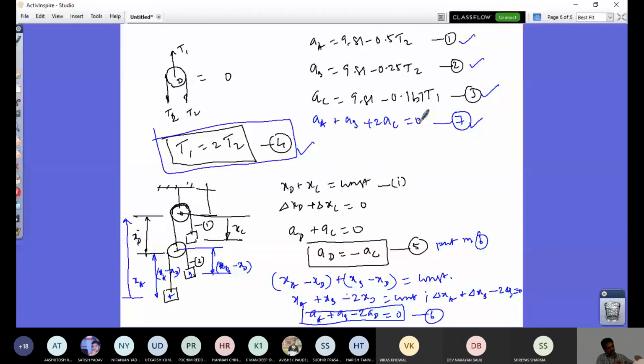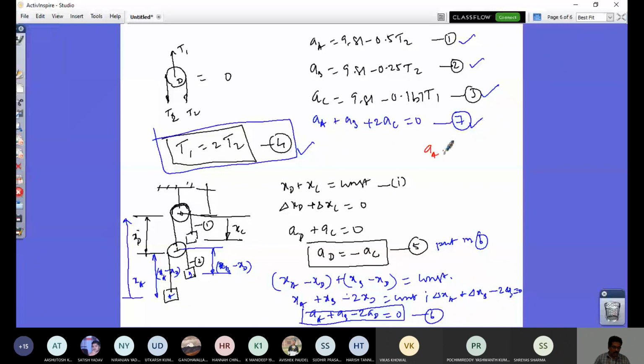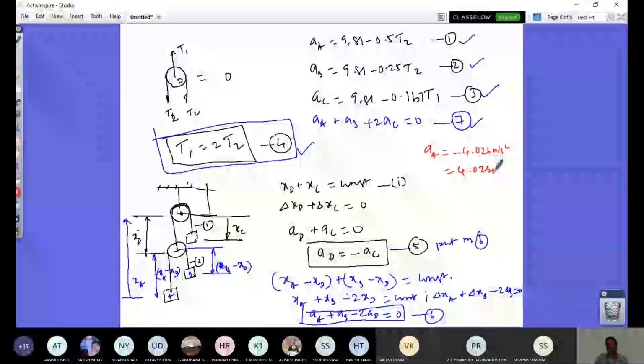The answers are... so I need to get acceleration. I just put the answers for you to verify. I have acceleration when I solve this. I get minus 4.026 meter per second square. What I mean by the minus sign is that I assumed AA comes down, but it is not so. The acceleration is upward. So that is 4.026 meter per second square going up. That is AA.